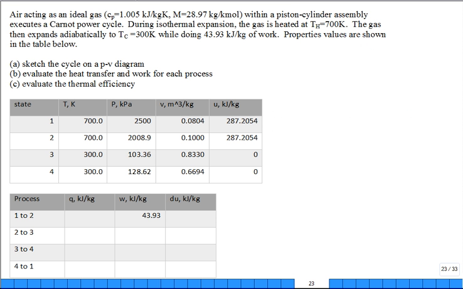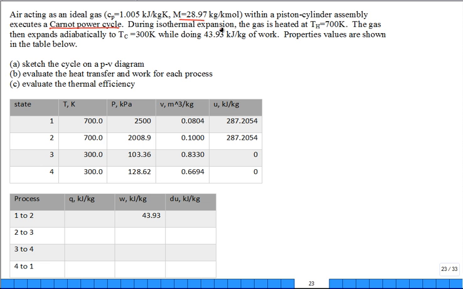Let's solve a problem. Here's air. It's an ideal gas. We'll use constant specific heat, C sub P 1.005. Molar mass 28.97. With the piston cylinder assembly, closed system, executing the Carnot power cycle. Carnot, 4 processes, all of them reversible. 2 are expansion, 2 are compression. 2 are isothermal, 2 are adiabatic. So you just put that together and you have your 4-process cycle. Okay?